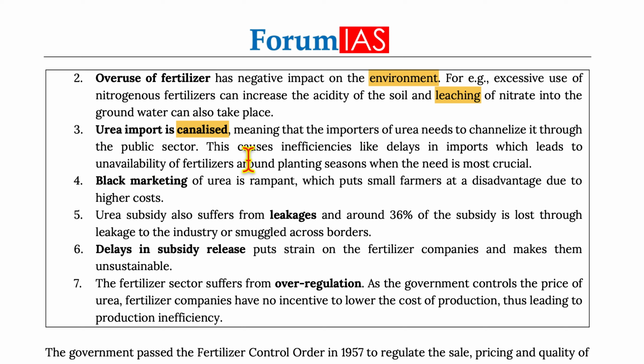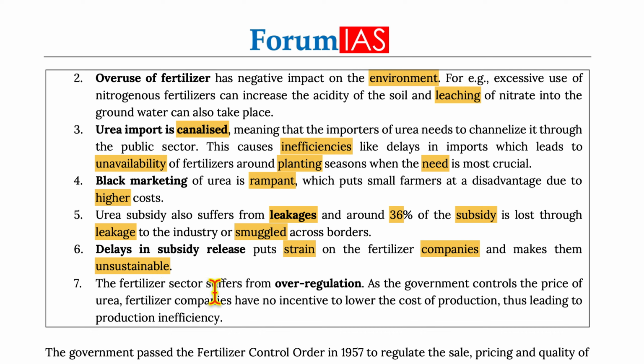Now, this causes inefficiencies like delay in imports, which leads to unavailability of fertilizers around planting season when the need is most crucial. Black marketing of urea is rampant, which puts small farmers at disadvantage due to higher costs. Urea subsidy also suffers from leakages, and around 36% of the subsidy is lost through leakages in the industries or smuggled across the border. Delay in subsidy release puts strain on fertilizer companies and makes them unsustainable.